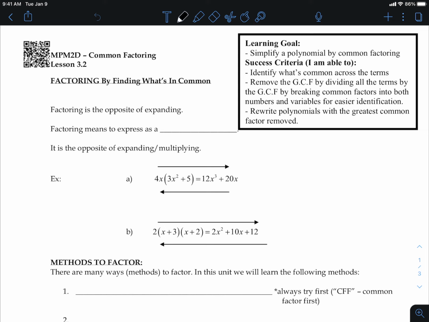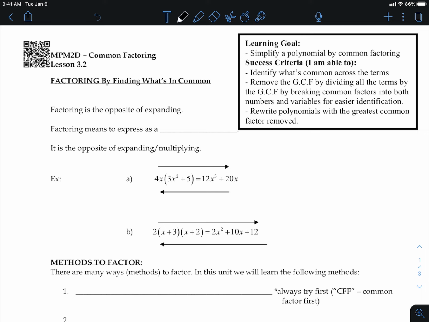If you keep that in your head as you go through this, hopefully it'll make more sense than if you didn't. So here's the success criteria. You're able to identify what's common across all the terms. This is why we discussed what terms were. You might have 3 terms. You're going to look at them individually and see, is there a 12 in all 3 of them that I can take out? Then you're going to remove what we call the greatest common factor.